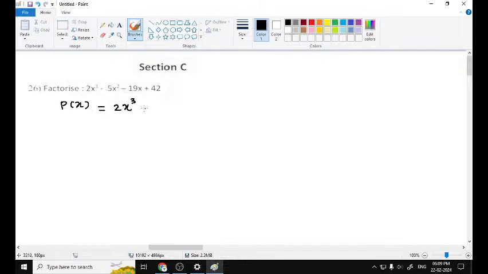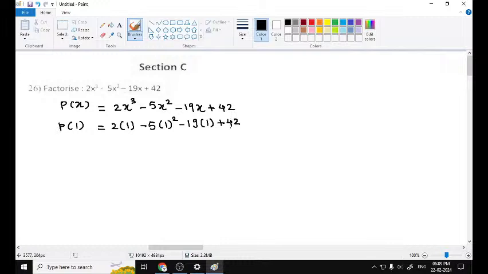This is 2x cube minus 5x square minus 19x plus 42. To find out first 0, let us put x is equal to 1. 1 cube is 1, so 2 into 1 is 2. Then 5 into 1 square minus 19 into 1 plus 42. So this is 2 minus 5 minus 19 plus 42. Definitely this is not equal to 0. So 1 is not 0 of the polynomial.